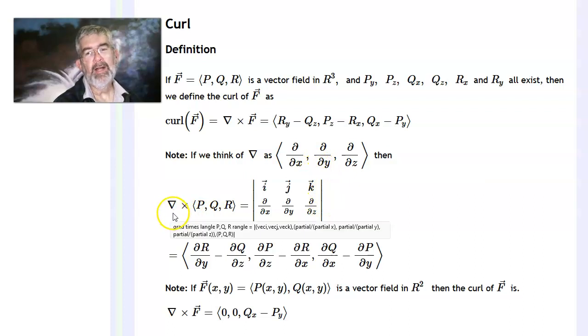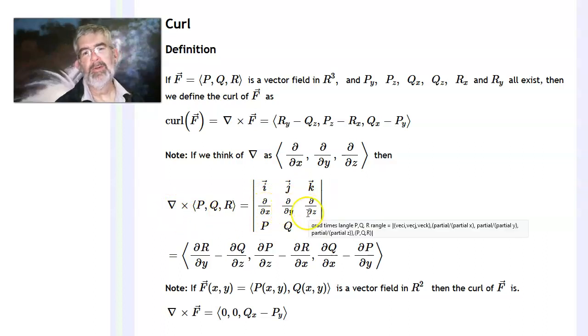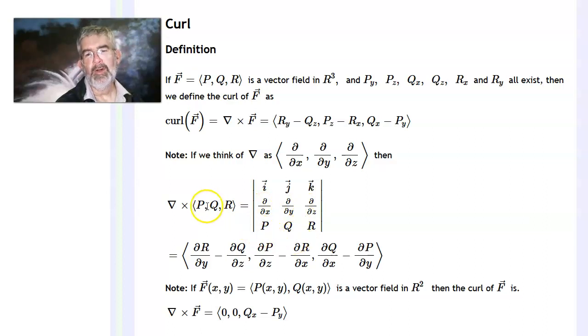And if you just think about how you would cross two vectors, right? You put ijk up in the first, you make a determinant here, ijk, and you put the components of the first vector, so partial x, partial y, partial z, that's the second row of this matrix, and then the third row is the PQR from that second vector.